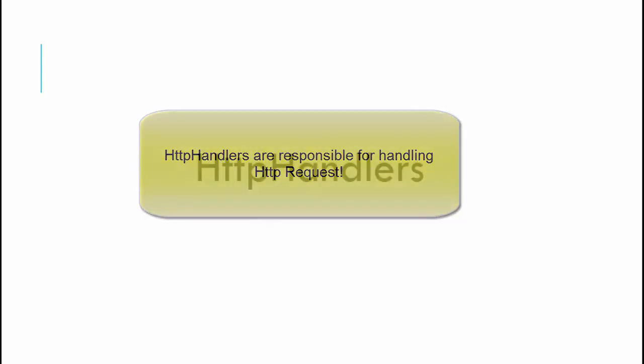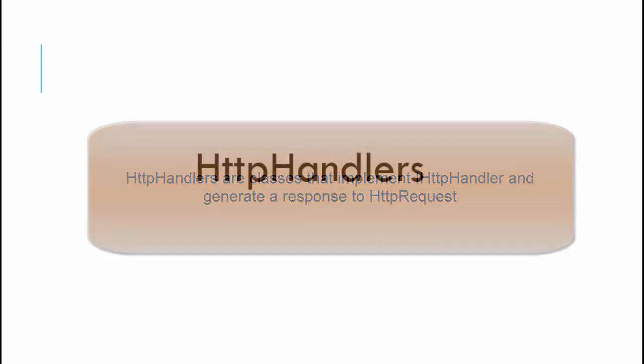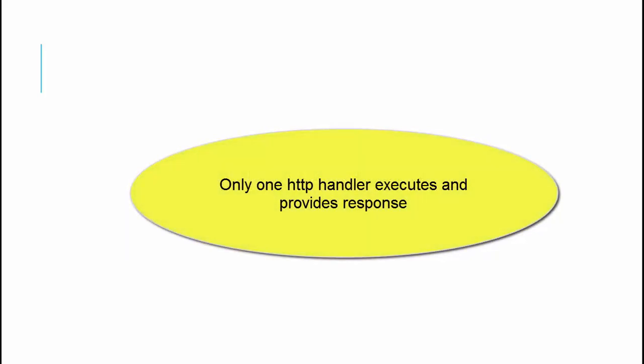If you want the technical definition, here it is. HTTP handlers are the classes that implement IHttpHandler and generate a response to an HTTP request. Let me emphasize that again. HTTP handlers are the classes that implement IHttpHandler and generate a response to an HTTP request. There could be HTTP handler reassignment in the lifecycle of a request, but as far as ASP.NET MVC is concerned, only one HTTP handler executes and provides the response.